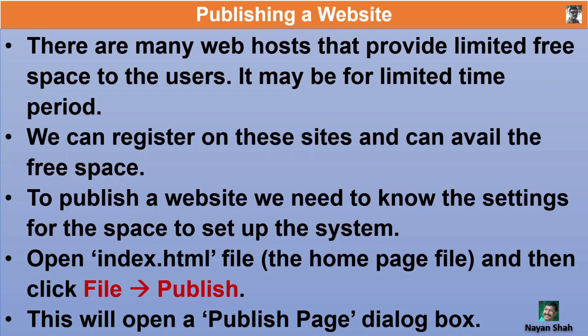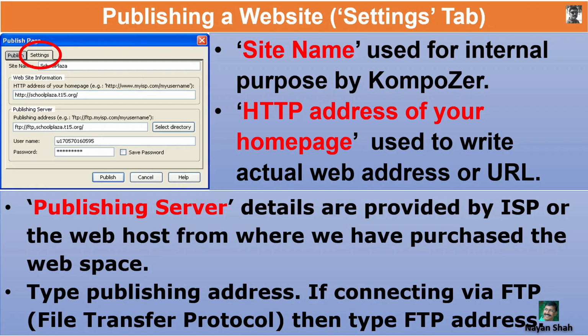And as we click on File, Publish, it will open the Publish Page dialog box, as you can see here. So this is the Publish Page dialog box, and there are two tabs, the Settings tab and the Publish tab. Now let us first discuss the Settings tab. The Settings tab is asking you for a few pieces of information. First is the site name, as you can see just below the red circle, where the red circle is exactly on that.